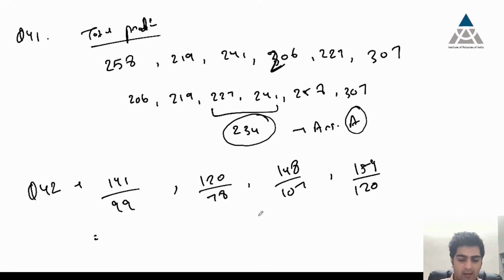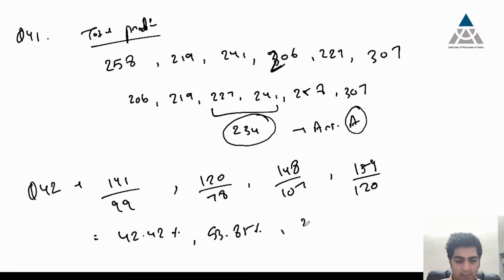So 141 over 99 is roughly 1.4242, which is 42.42% growth. I'm calculating the growth directly. Then you have 120 over 78. I believe this should be the highest. And yes, here it is, 53.85%. Let's check the others, but I don't think any of them is more than 50%. So this should be the answer, but yeah, 107.